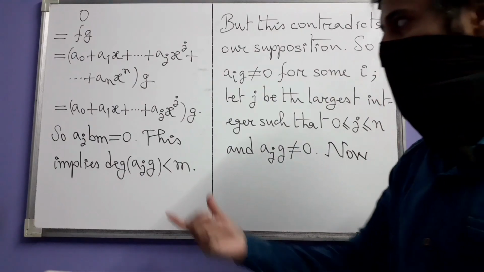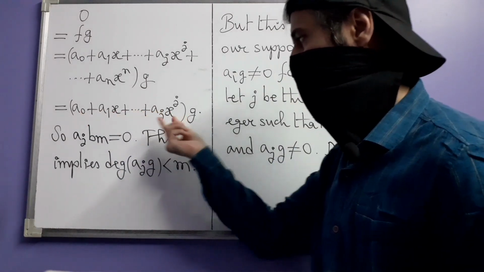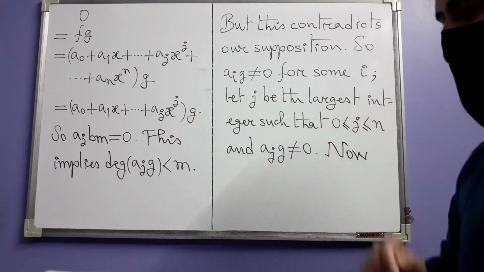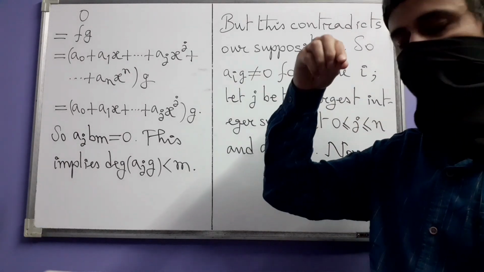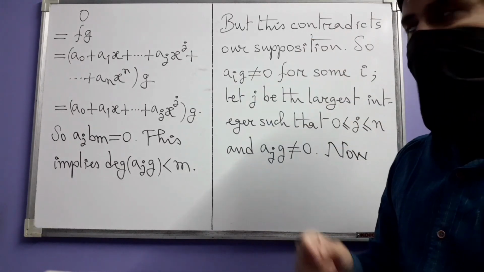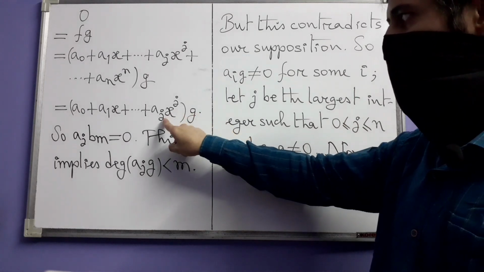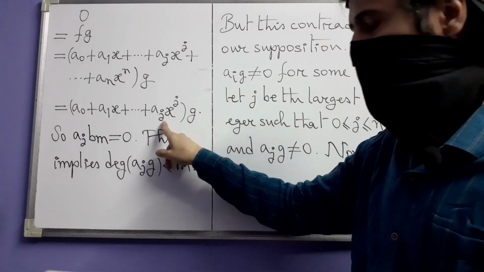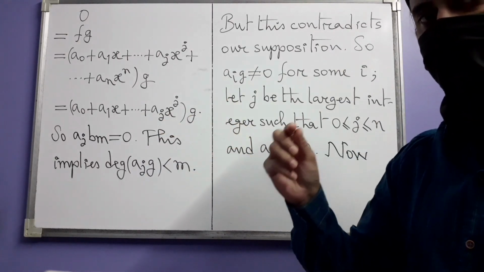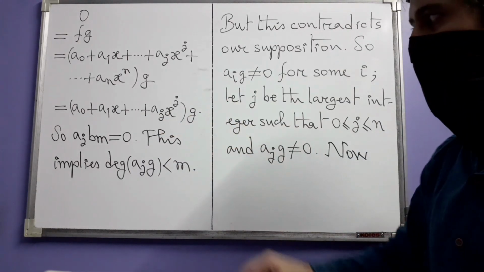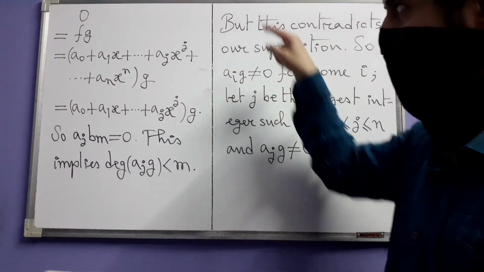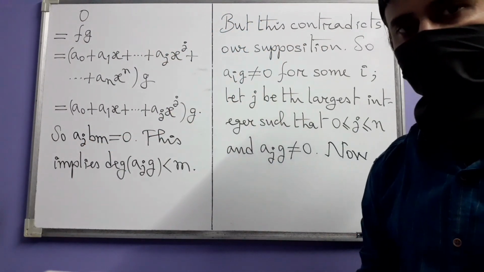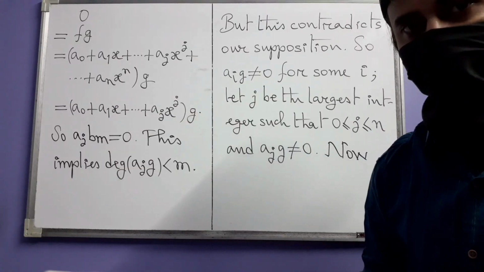And now you think of the entire product of this polynomial and g. g itself is also a polynomial. In that product, what will be the coefficient of the leading term? That is just the product of the coefficient a_j, which is the leading coefficient in this polynomial, and the leading coefficient of g, which is b_m. So that product is equal to 0. So this coefficient should also be 0, a_j times b_m. Alright.